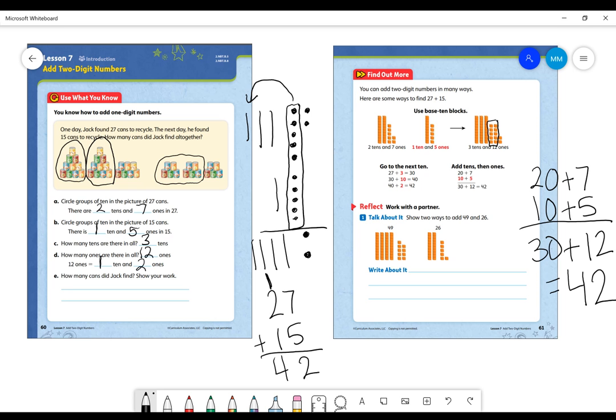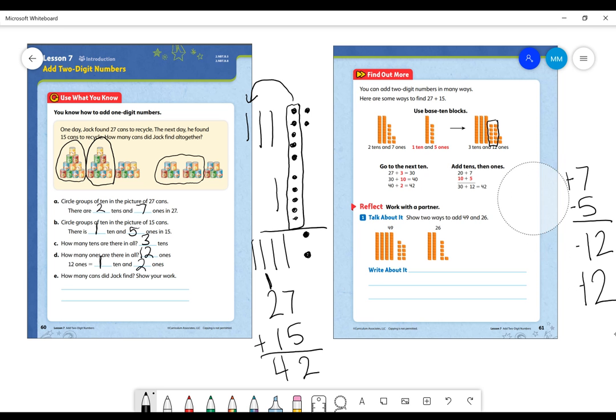So there are so many different strategies that we can do to solve these problems. Think about which one would work best for you. Maybe drawing it is going to be the best strategy for you. Maybe adding your tens and ones separately and then putting together is going to help you.